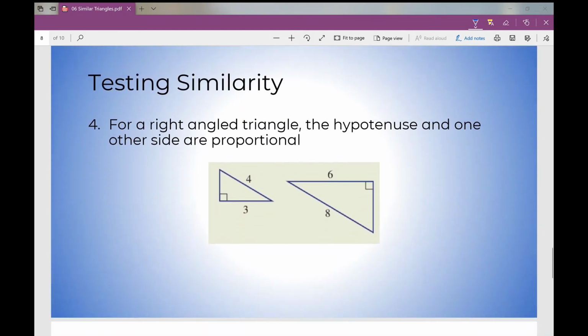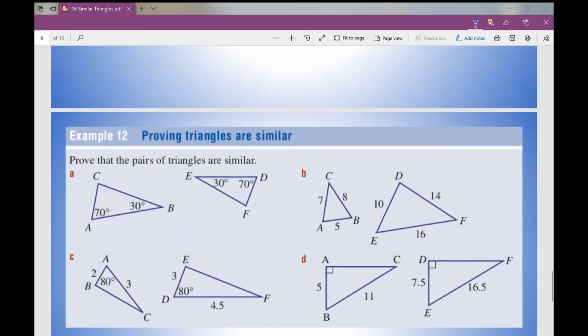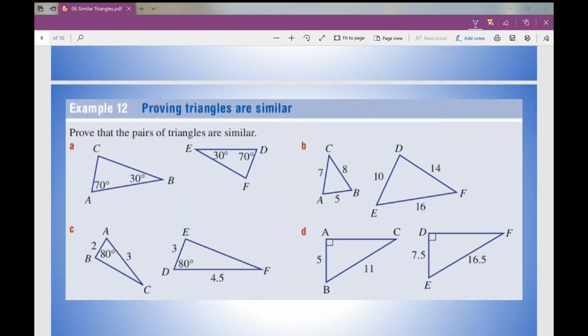The last one is the same as our RHS test in congruent triangles, but this time we're looking for the hypotenuse to be in proportion and one other side, and then the right angle obviously is the same. So let's put this into practice and try some proofs for ourselves.